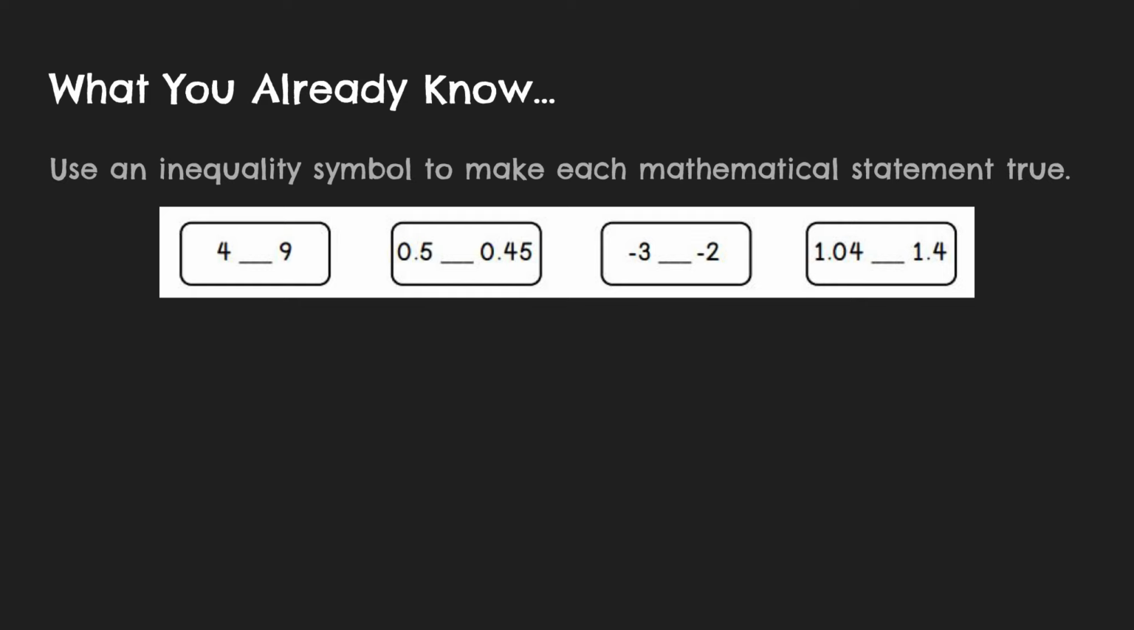All right, use an inequality symbol to make each mathematical statement true. Okay, so on this one, on 4 and 9, 4 is less than 9. If we have 5/10 and 45/100, I would suggest you add a 0 to compare these. So then you realize, wait a minute, that one is greater. If you don't add the 0, a lot of people will think of that just as 5 and they'll get it wrong. We have -3 and -2. So remember, if 0 is here, we have -2, -3. So -3 is farther to the left, so it's going to be less than -2.